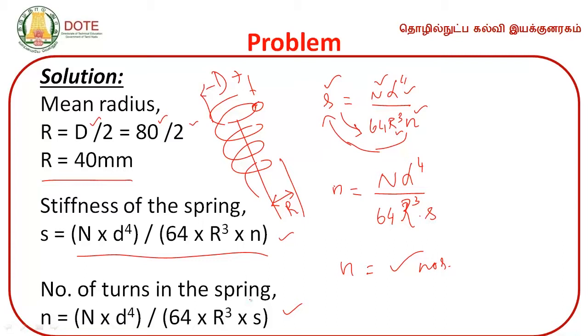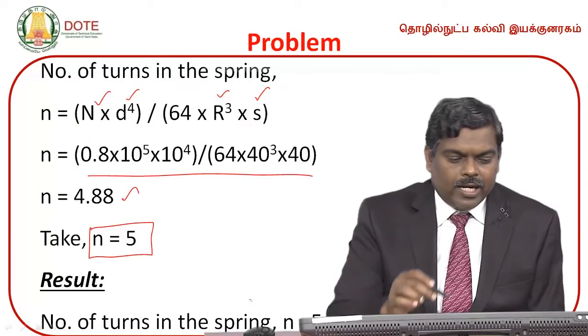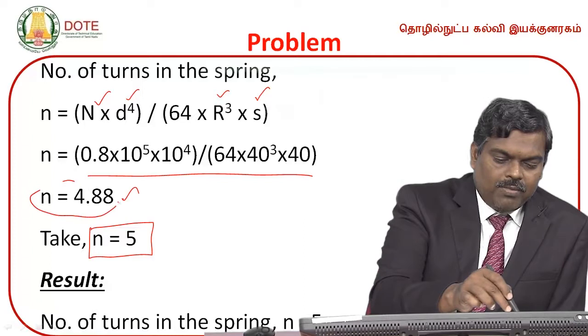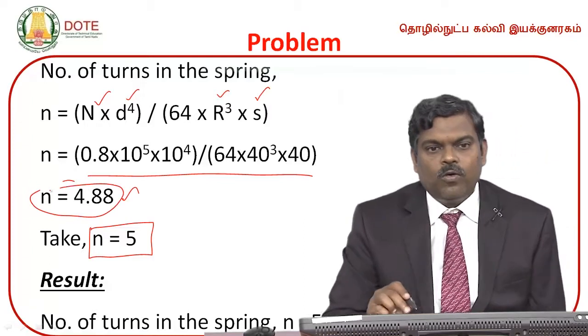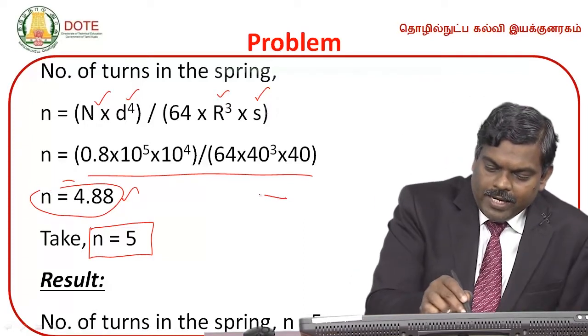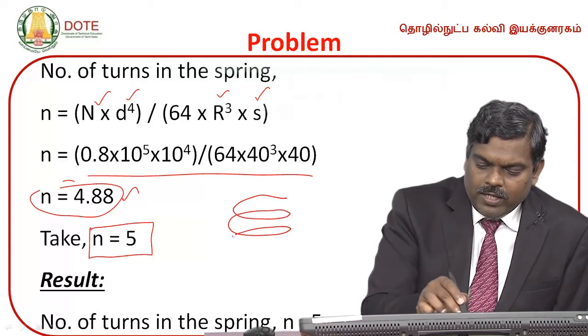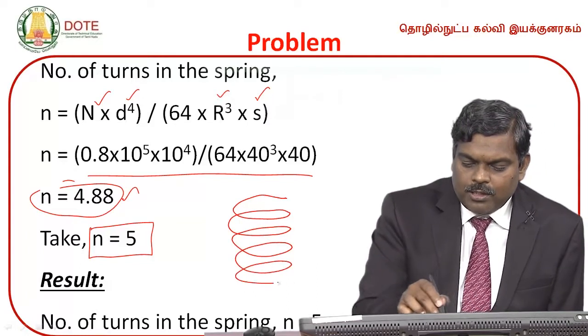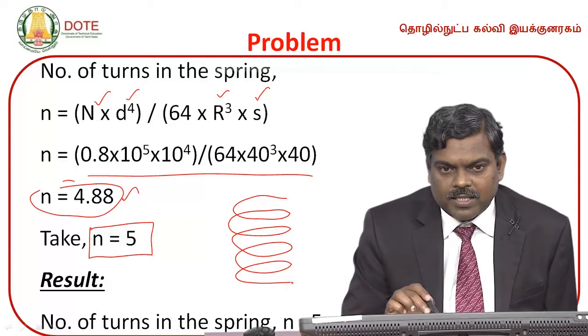இல்லை எல்லா வேல்யூவும் தெரியும் நமக்கு. அந்த வேல்யூவை சப்ஸ்டியூட் பண்ணி கால்குலேட் பண்ணோம் அப்படின்னா we will get the number of turns. நமக்கு கிடைக்கிற நம்பர் ஆஃப் டர்ன்ஸ் வந்து இட் இஸ் இன் டெசிமல் வேல்யூ. டெசிமல் வேல்யூ கிடைக்கிது 4.88. What is n? n is the number of turns or number of coils in the spring.